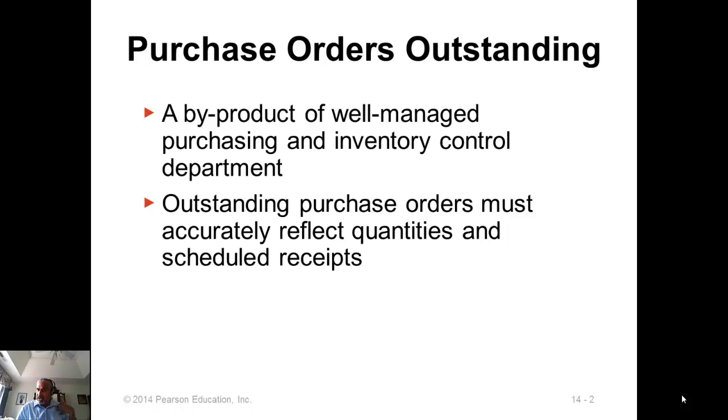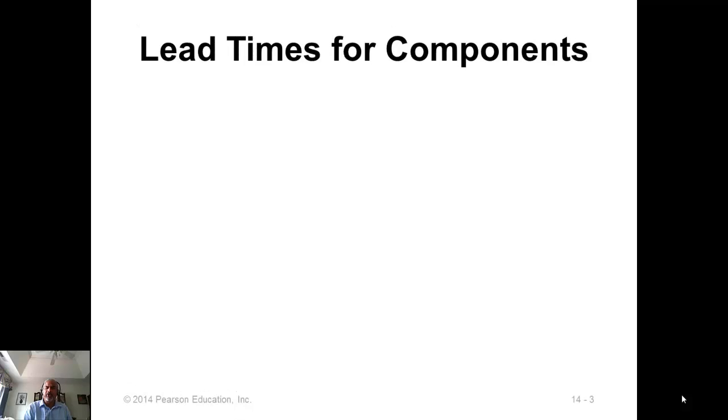Now the fourth item is the purchase orders outstanding, and this is called scheduled receipts, and these are items that are not in our stock but they're going to be in our stock. There is a promised delivery date for these items. The fifth component is the lead time.